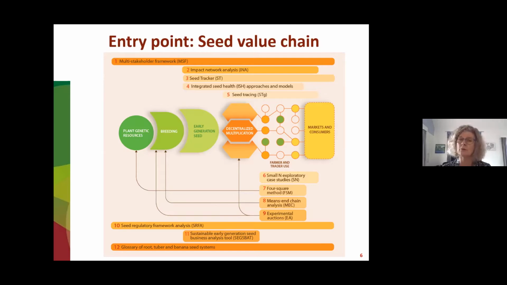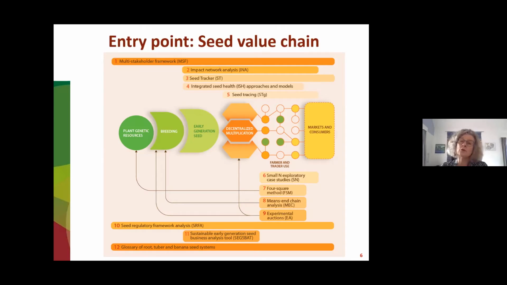Jorge is going to start with, is the multi-stakeholder framework, and that provides a comprehensive overview of how the seed system is functioning, looking at seed availability, access, and quality. But what is critical there is looking at this from different seed system stakeholders. So as we know, we all have different perspectives. Researchers might have one perspective, a seed user another perspective. So we're looking at how the seed system functions from different perspectives.